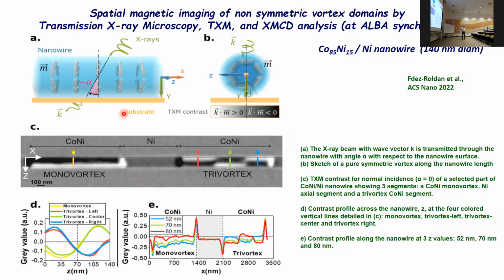So the last experiments we have been able to do is with transmission X-ray microscopy, also in the synchrotron, where you see it's cobalt nickel, cobalt nickel. Here we have a monovortex, and the other cobalt nickel is a three vortex. But I would like to underline, it is possible to quantify the magnetic moment orientations, not only along the length of the nanowire, but also in the radial direction. So you see here in this figure, depending on the distance to the axis of the nanowire, we can determine the orientation of the magnetization, the magnetic moment.